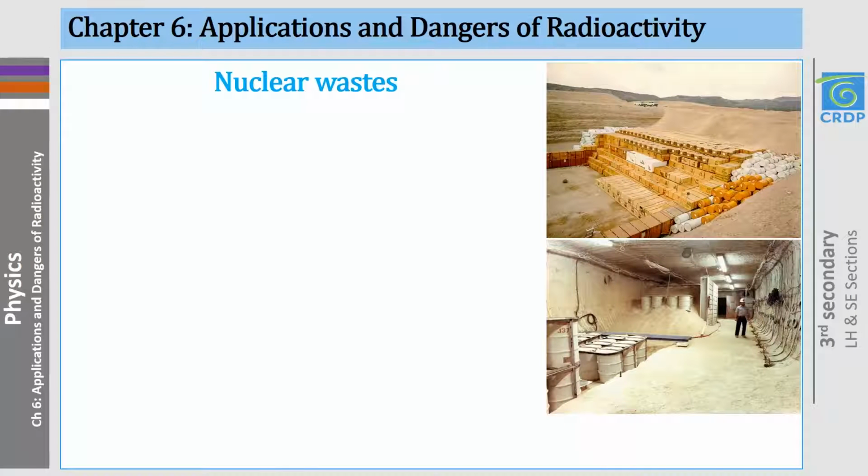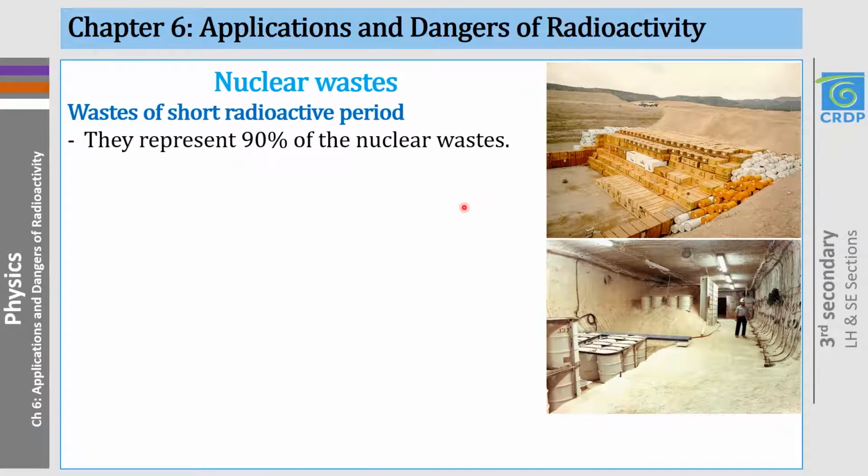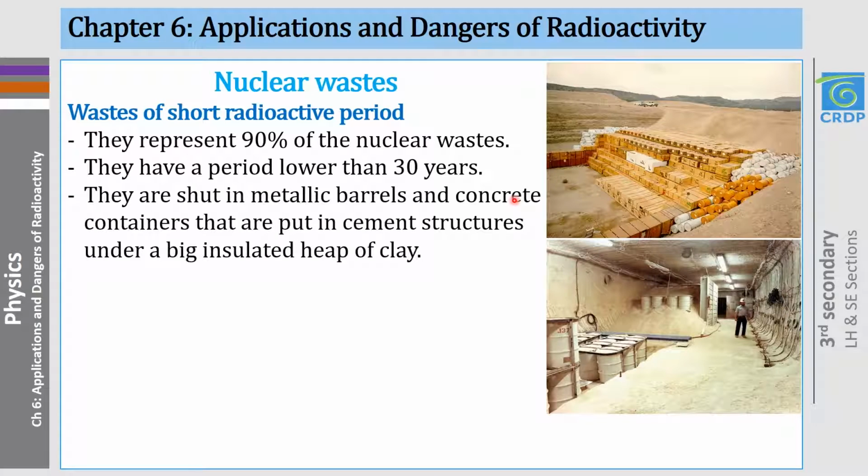What about the nuclear waste? The nuclear waste can be divided into two categories. The first one corresponds to waste of short radioactive period. These wastes represent 90% of the nuclear waste, and they have a period lower than 30 years. They are shot in metallic barrels and concrete containers that are put in cement structures under a big insulated heap of clay. The second category corresponds to wastes of long radioactive period.